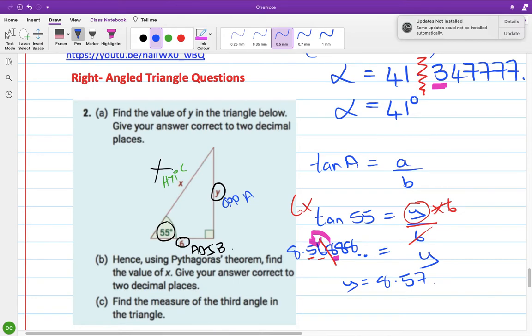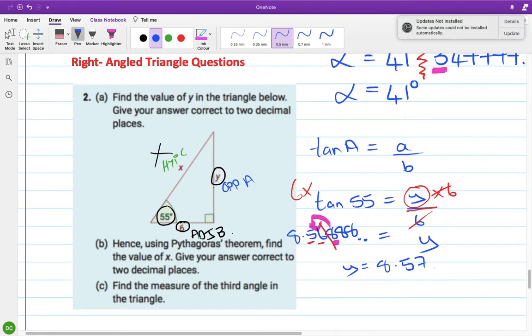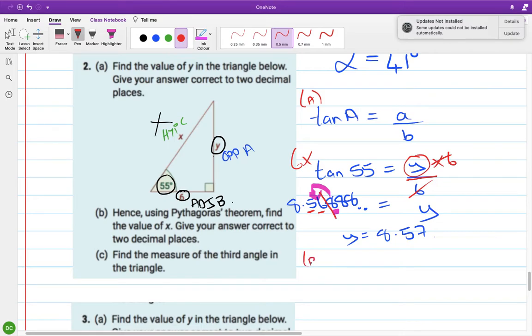Alright, for part B, it says hence use Pythagoras to find the value of x. Okay, so that was A. Now B is c squared equals a squared plus b squared. So c is the hypotenuse, which is x, we don't know it. A is the opposite, which is y, which we've just figured out to be 8.57 squared. And b is 6 squared.